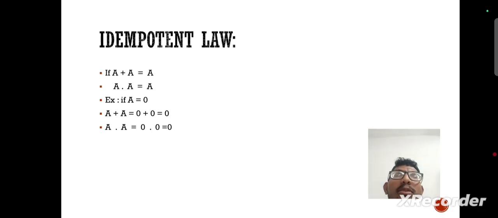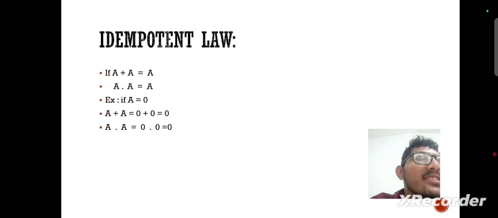Next we have to go to idempotent law. In idempotent law, A plus A equals A, and A into A also equals A. For example, if we take A equal to 0, then we do the operations on idempotent laws. A plus A equals 0 plus 0, which gives 0 output, that is false. Next, A into A equals 0 into 0, that is also equal to 0, which is the same output which we taken as the input.